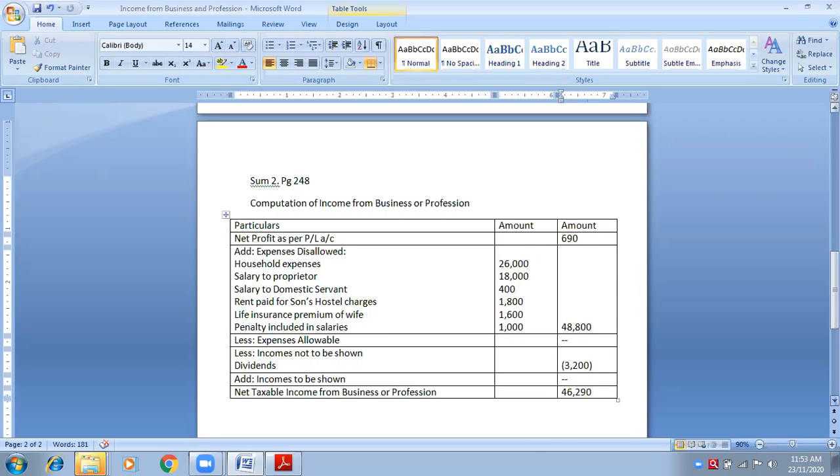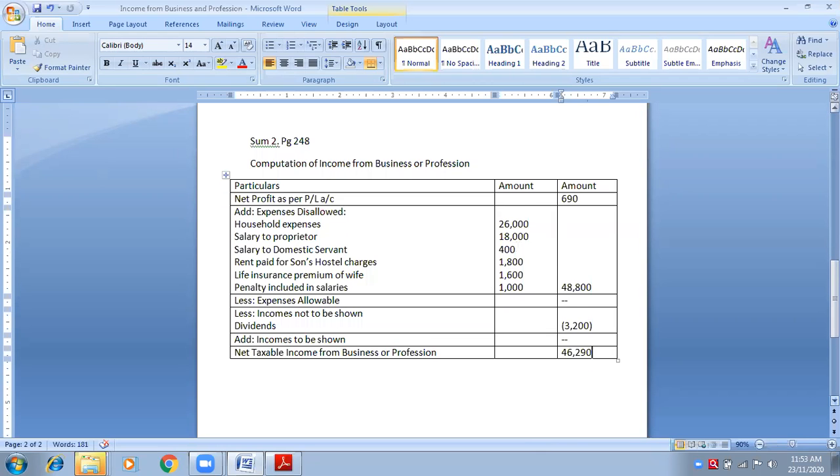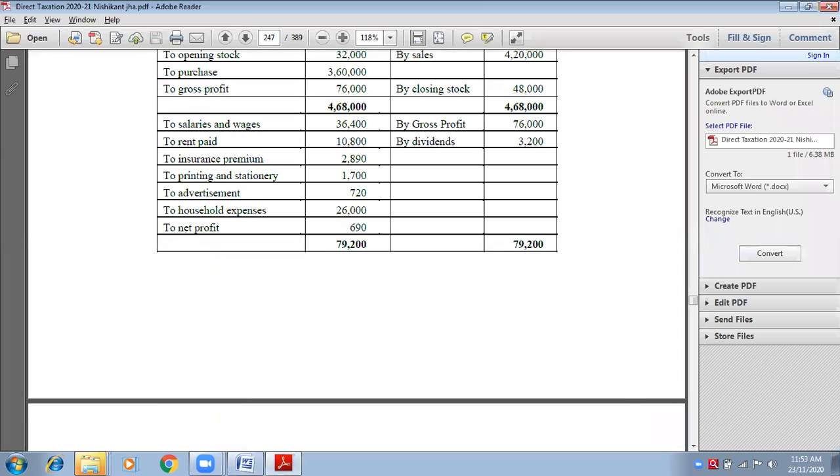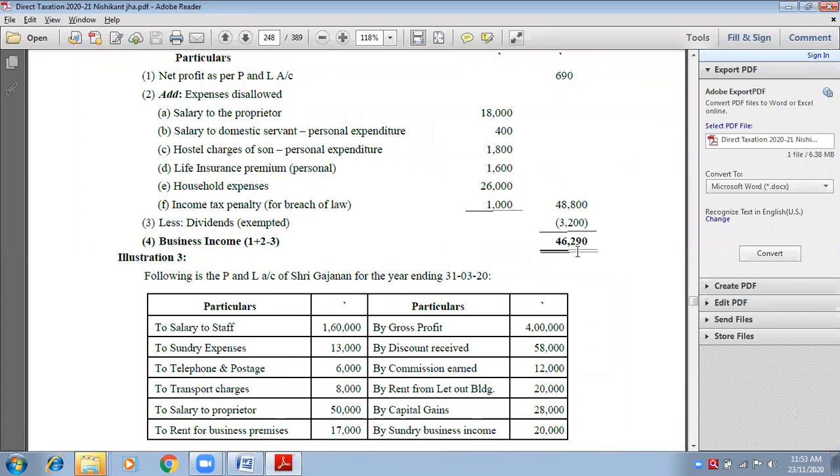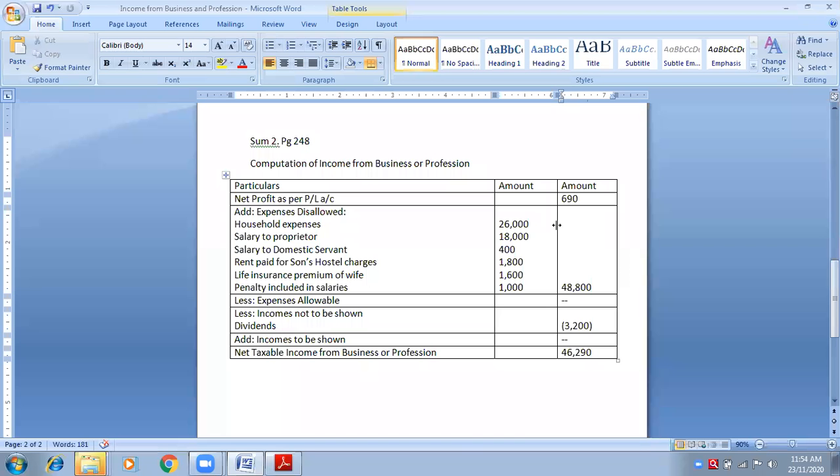So this is our practical question. This is how we need to solve it. 46,290 is our final answer. Look at the solution part. 46,290 is our final answer. Did you understand? Yes, ma'am. Okay. Solve it. I'm giving you 1 minute. If you have any doubt, please let me know.